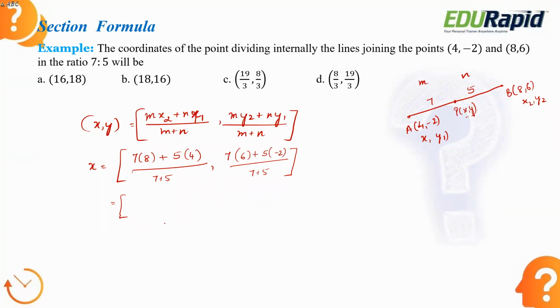So you actually have 56 plus 20 would be 76 by 12. Similarly here 42 minus 10, 32 by 12. So on simplifying again, both will go in 4. So it'll get 19 by 3, 8 by 3. So your right option would be option C, 19 by 3, 8 by 3. I hope it's clear.